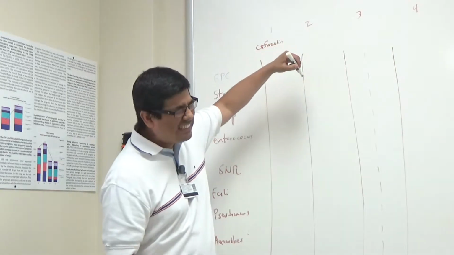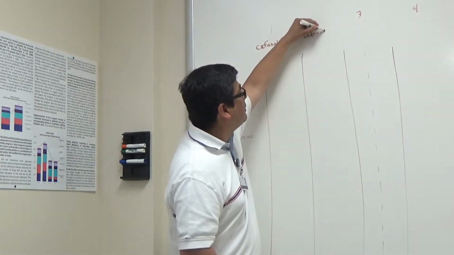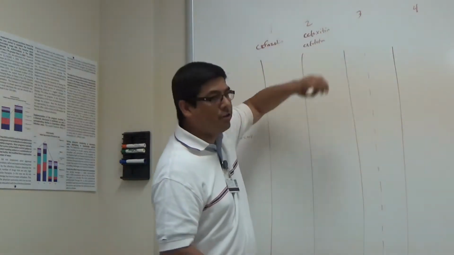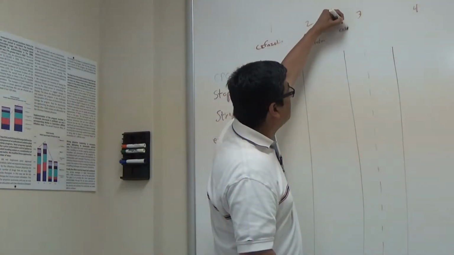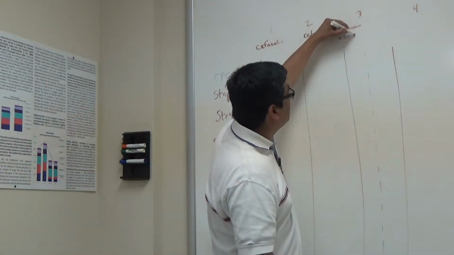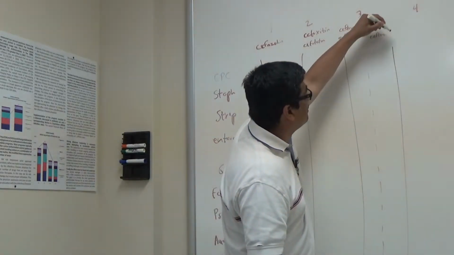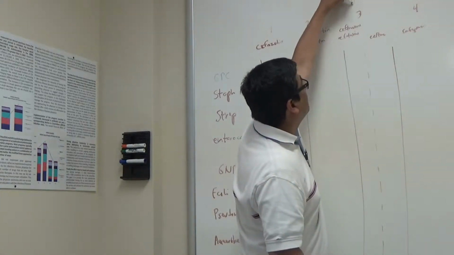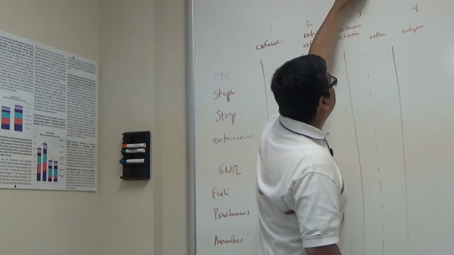Cefuroxime. So in the hospital we use cefoxitin, and also occasionally cefotetan. How about third generation? Ceftriaxone and cefotaxime, and then ceftaz. Fourth generation? Cefepime, good. And then fifth generation? Ceftaroline. Good.